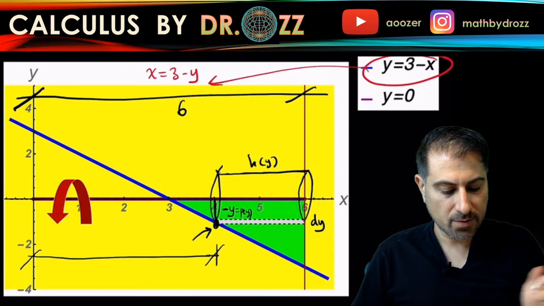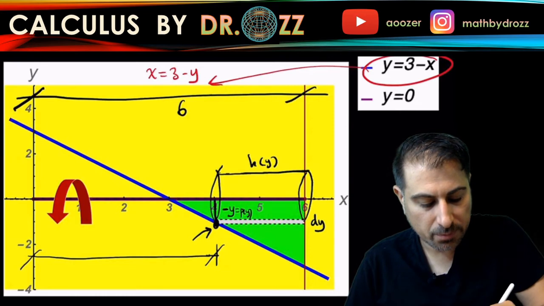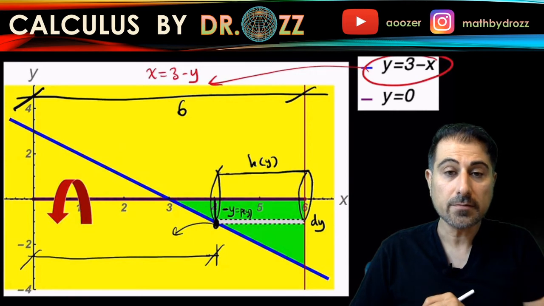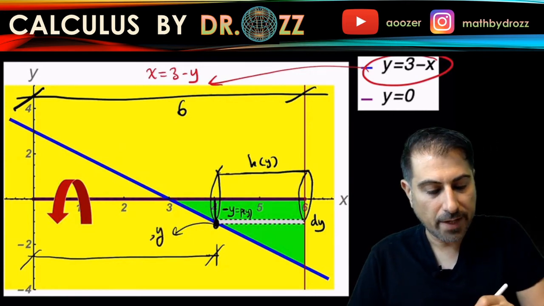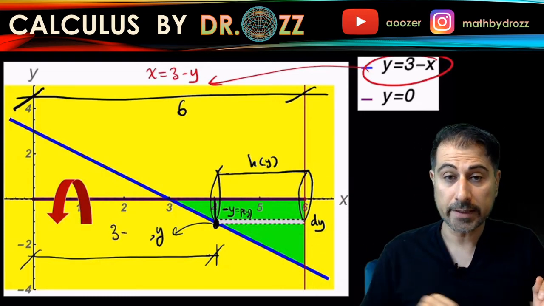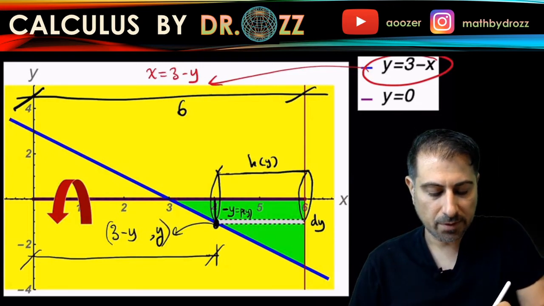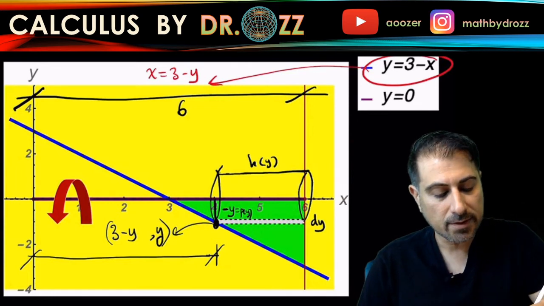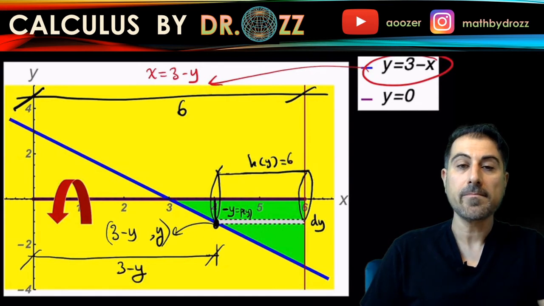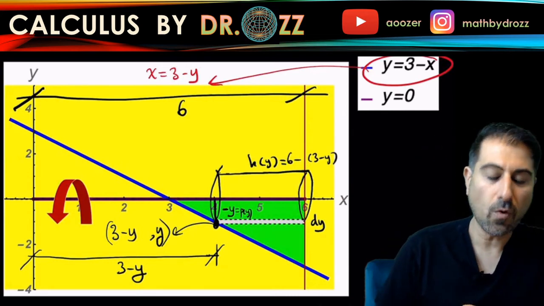And now, y is negative, so the coordinates of this point would be y for the y entry, because that's what we picked, right? And for x, I'm going to replace it by 3 minus y. And y is negative, that's correct, right? Because it's below the x-axis. So this distance is going to be the x-coordinate, which is 3 minus y. That makes this h to be 6 minus (3 minus y), because the whole distance is 6. So that makes it 3 plus y.